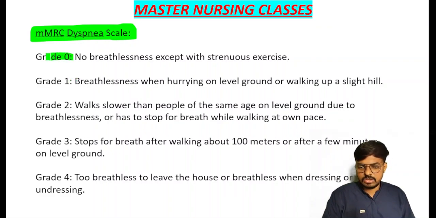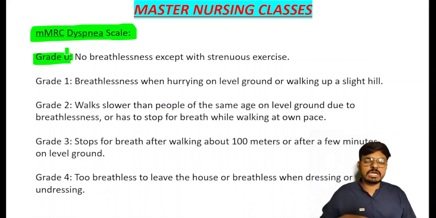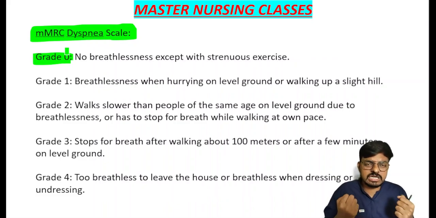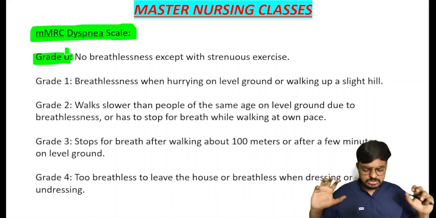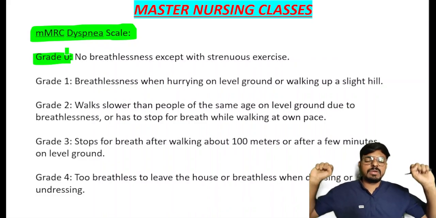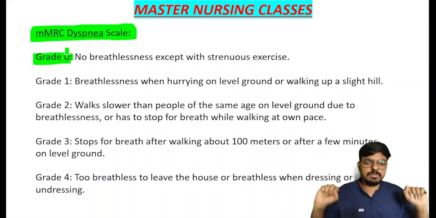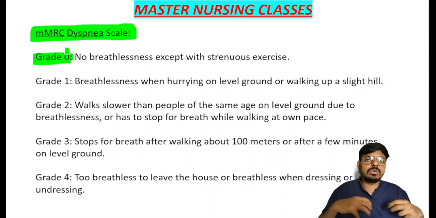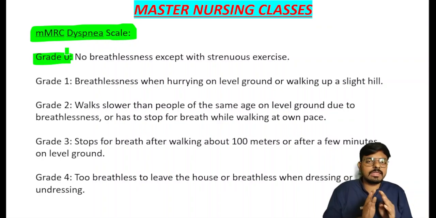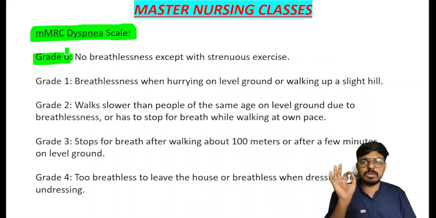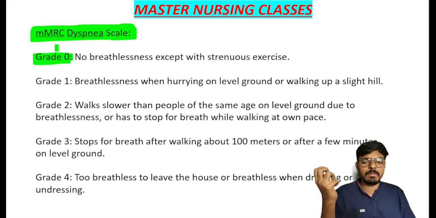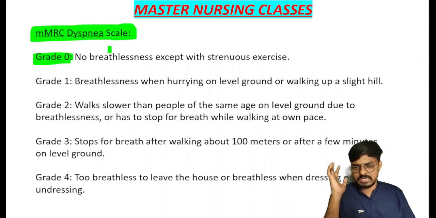Grade 0 indicates the patient feels breathlessness only during strenuous exercise. He is in the gym, lifting 50 or 60 kg weights, doing strenuous exercise, and only then feels breathless. Otherwise he is normal, and that situation gets grade 0. The modified medical research council dyspnea scale is used for grading dyspnea, the difficulty in breathing. Is that clear?